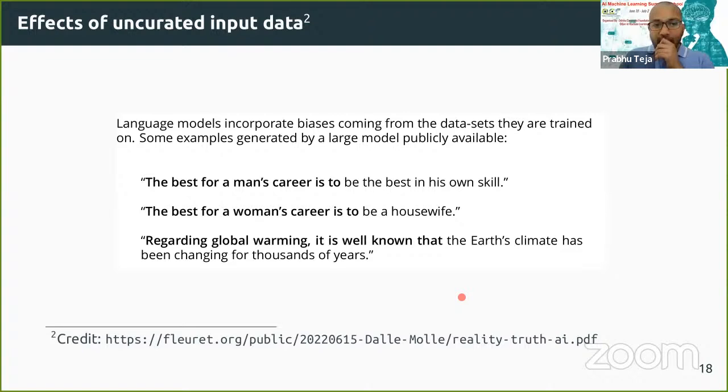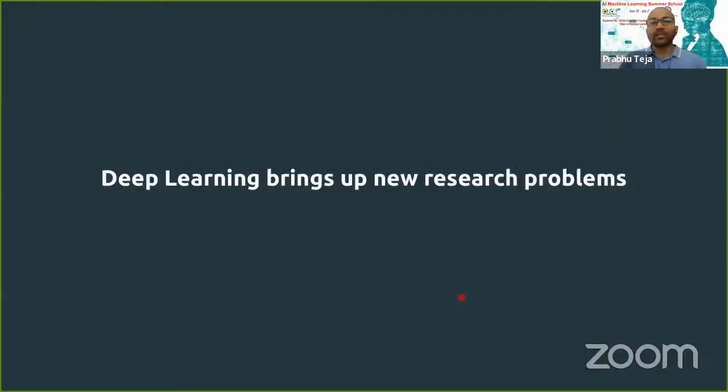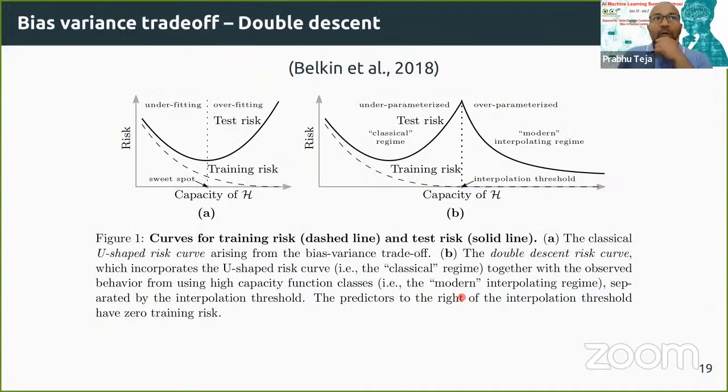So given these specific failure cases, I want to show you some specific theoretical and practical problems that deep learning has brought to the fore. Let us focus on image A, the image on the left, for a while. This is the bias-variance curve, if you did an introduction to machine learning course, which basically says this.